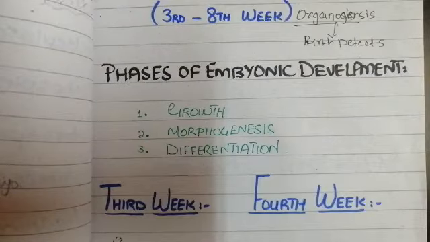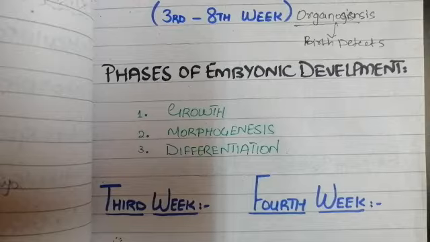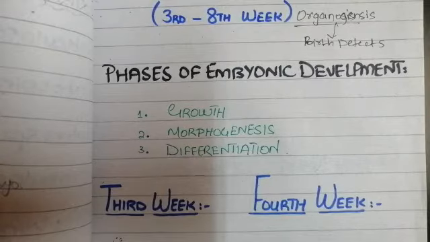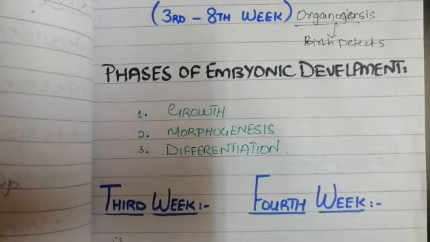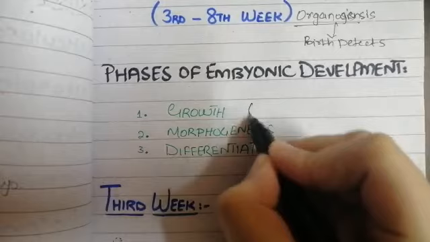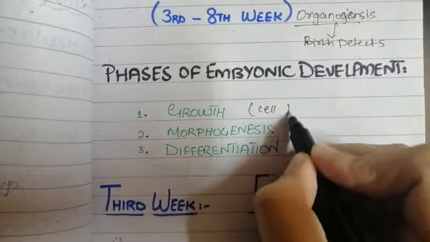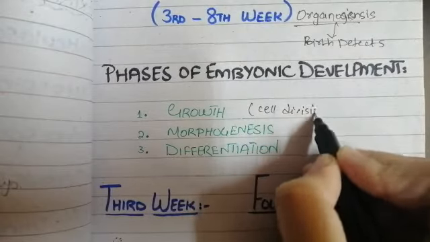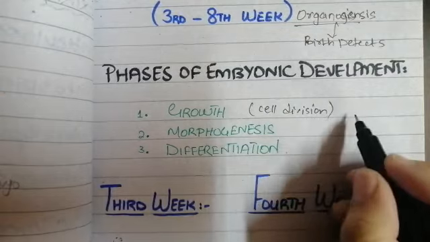Now coming to the phases of the embryonic period. In this embryonic period, there are 3 phases that occur. These phases are growth, morphogenesis, and differentiation. In the growth phase, there is particularly the development of the cell. You can say there is a large amount of cell division and cell replication that takes place.